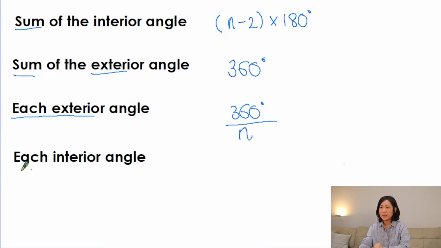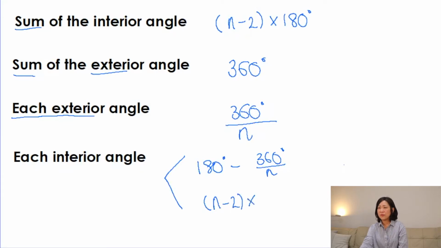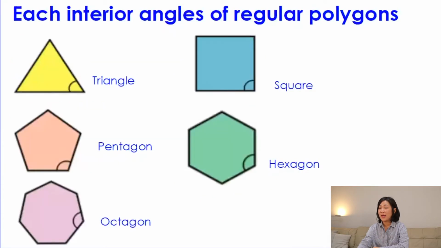But you must remember this is only for the regular polygon. Each interior angle, again, you can come up with in two ways. Using the supplementary angle, 180 take away your exterior angle, which is 360 divided by n. Or using the sum of the interior angles, n minus 2 times 180, divided by n. One thing I want you to keep remembering is that the each interior angle and each exterior angle formulas are only for the regular polygon.